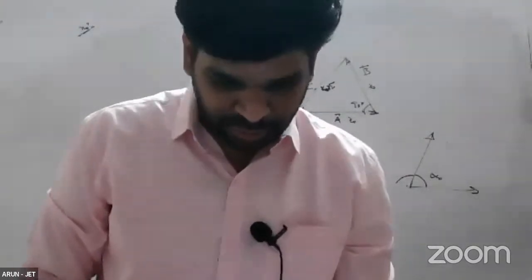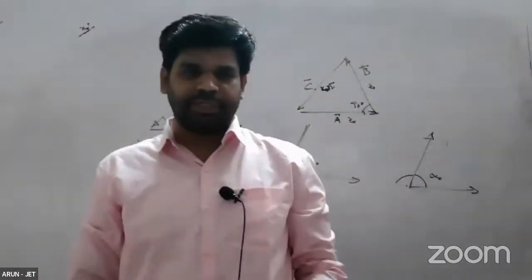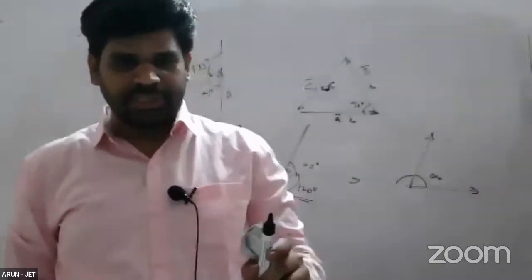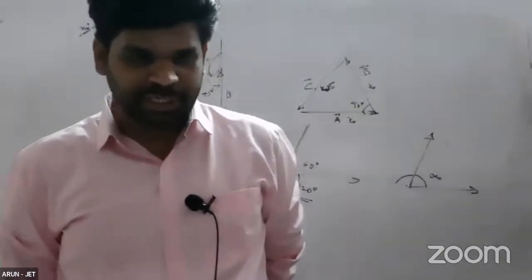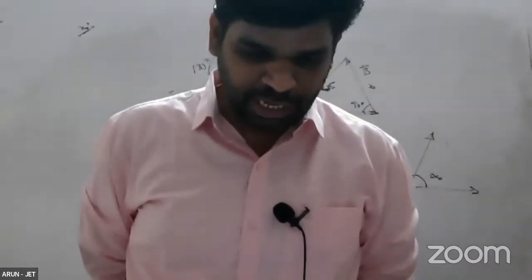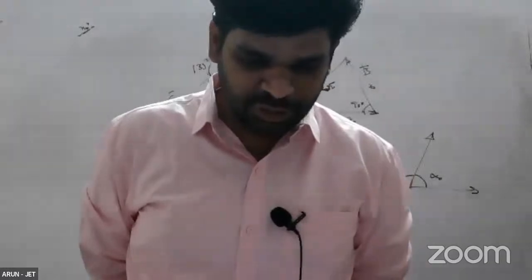There are two vectors, 5 units and 12 units. Now, what should be the angle between them? This is a look-and-say question. What should be the angle between two vectors for the resultant to be 17 units?